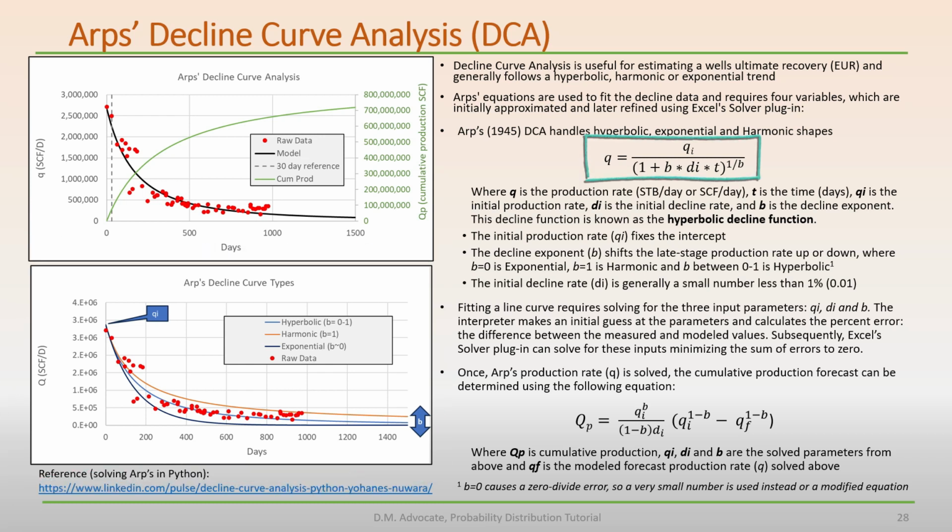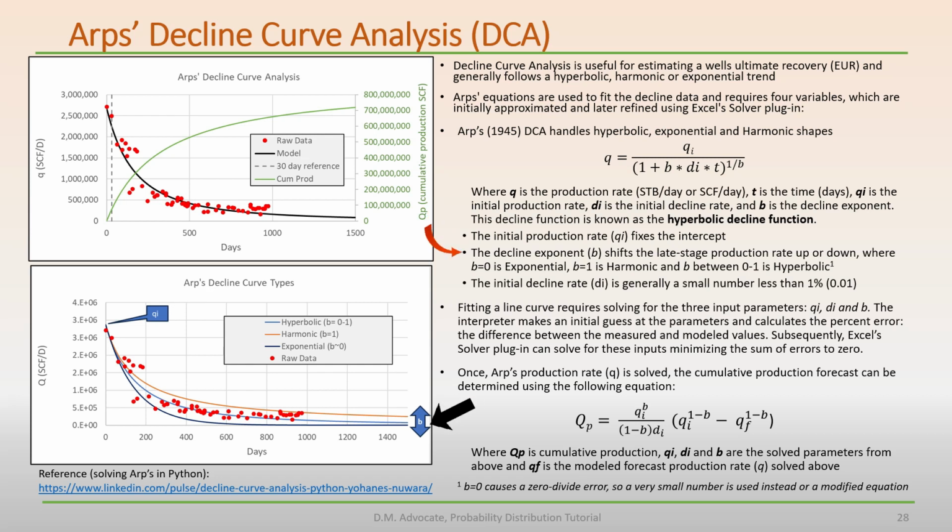The formula used for these curves is where Q is the modeled production rate in stock tank barrels per day or standard cubic feet per day, t is the time in days, Qi is the initial production rate, Di is the initial decline rate, and b is the decline exponent. The decline function is known as the hyperbolic decline function. The initial production rate, Qi, fixes the intercept.